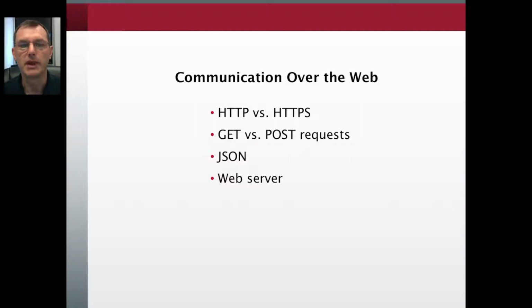There's basically four main pieces that we need in order to accomplish this task. First, we need a protocol for communication, and the standard protocol is HTTP, and we'll look at that. Then the type of request. There are two main types of requests you make over the web, called GET and POST requests, so we'll look at those. Then we need a format for the actual data that we send, and a common format that's used for communicating over the web is called JSON.